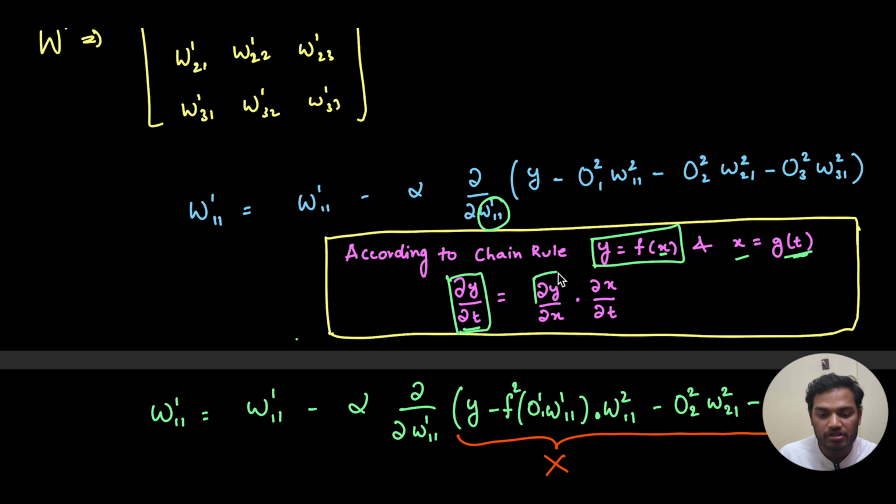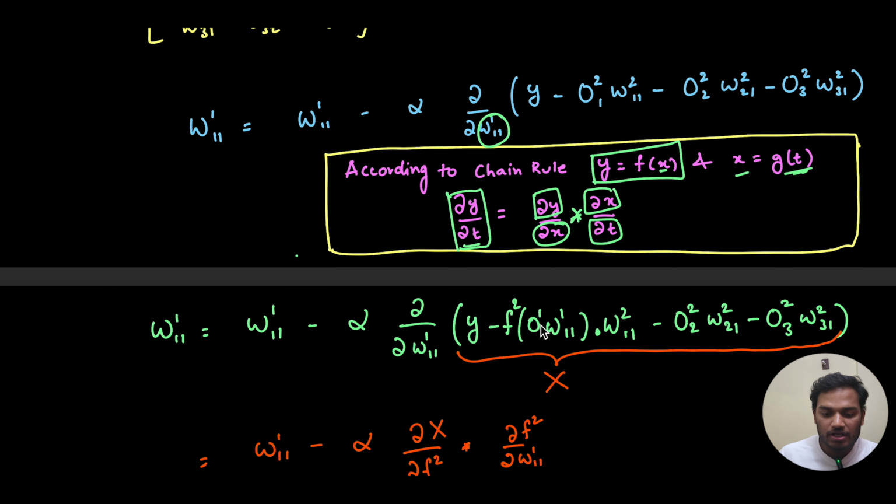First we'll be doing the partial derivative of y with respect to x, and after doing this, then we'll be doing the partial derivative of x with respect to t, and we'll be multiplying both of these. So this is the simple chain rule of derivatives or partial derivatives. So this chain rule we'll be using over here.